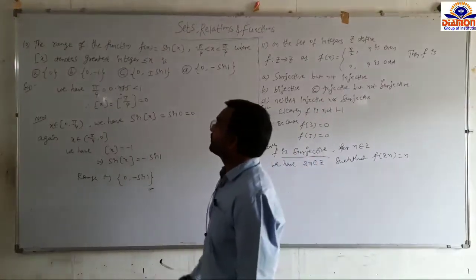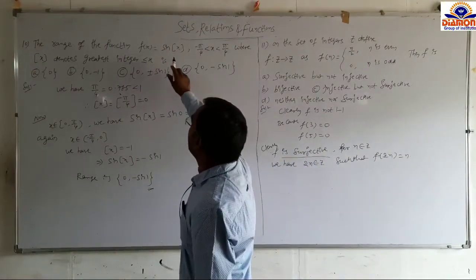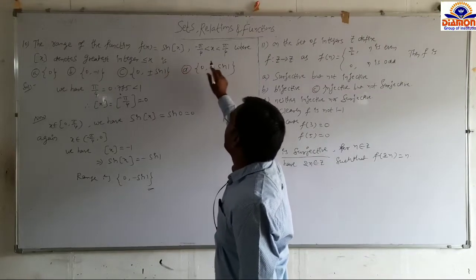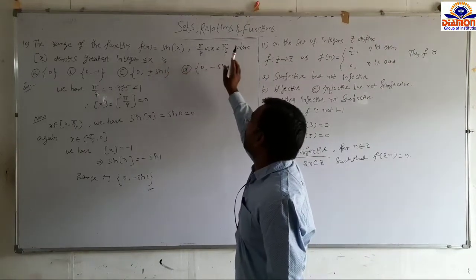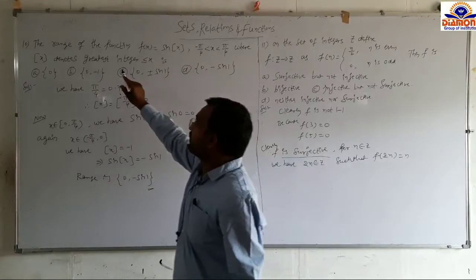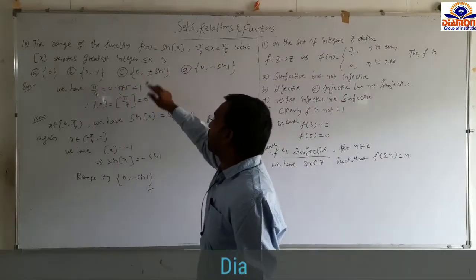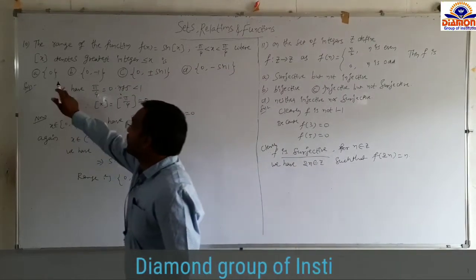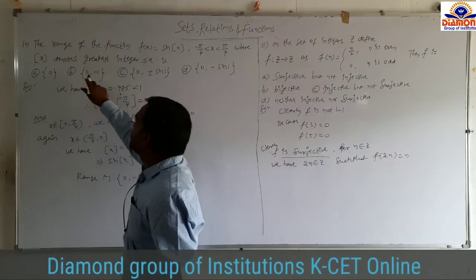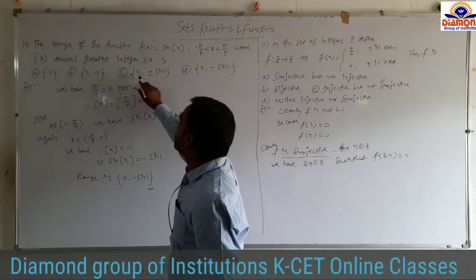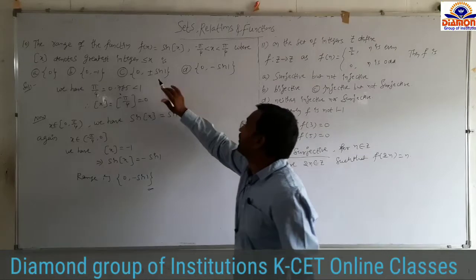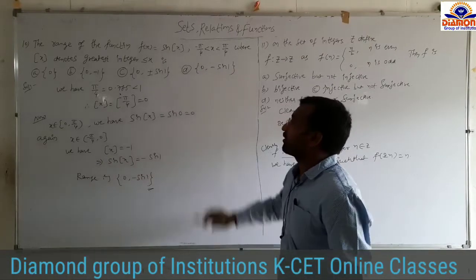The range of the function f of x equal to sine of step x, where x ranges from minus pi by 4 to pi by 4, and step x denotes the greatest integer less than or equal to x, is: option A, the set {0}; option B, the set {0, minus 1}; option C, the set {0, plus or minus sin 1}; option D, the set {0, minus sin 1}.